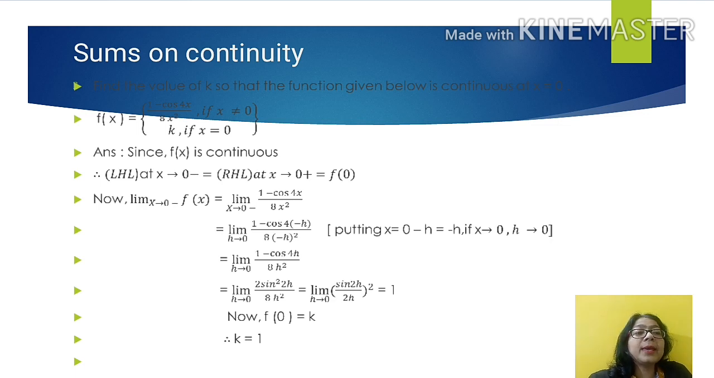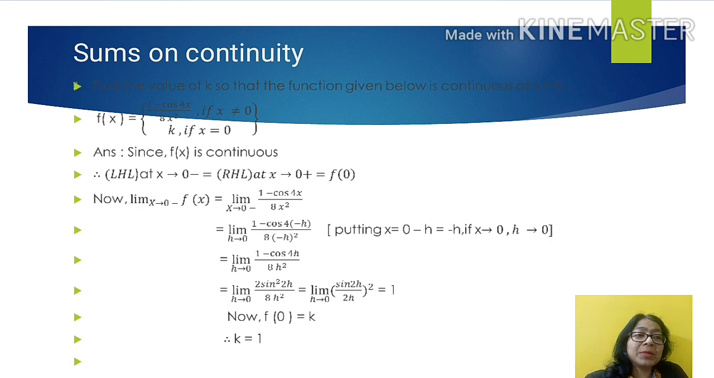And in place of x, we will write minus h. So 1 minus cos of 4 into minus h, that is cos of minus 4h. We know that cos minus x is cos x. So it will be 1 minus cos 4h only. The denominator is 8 into minus h whole square, which we know is plus 8h square. So now 2 and 8 we can cancel to get 4h square. After that we can write it as sin 2h by 2h whole square.